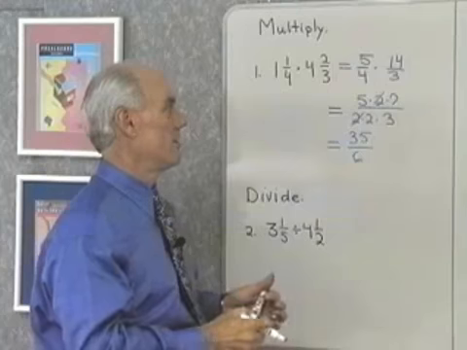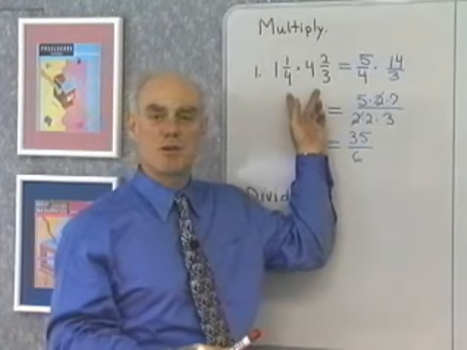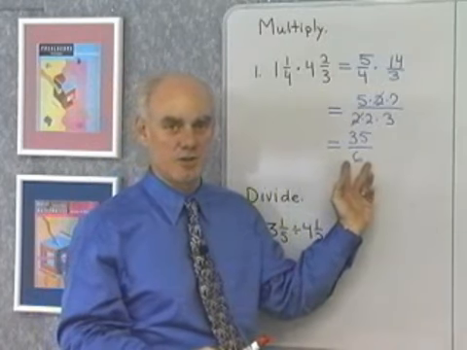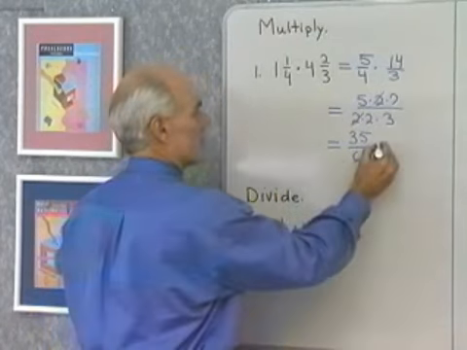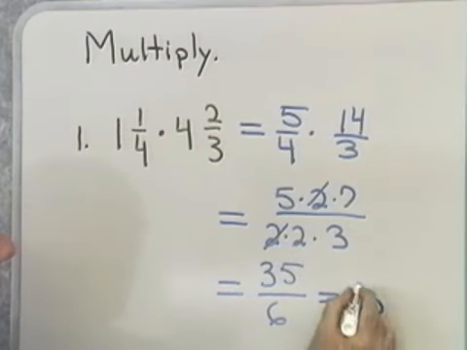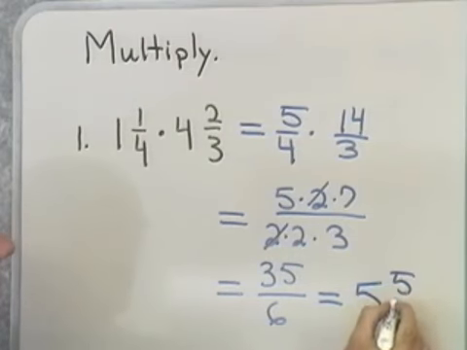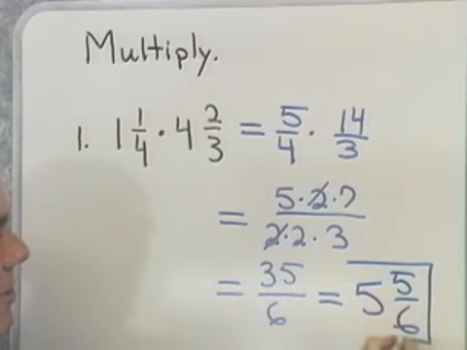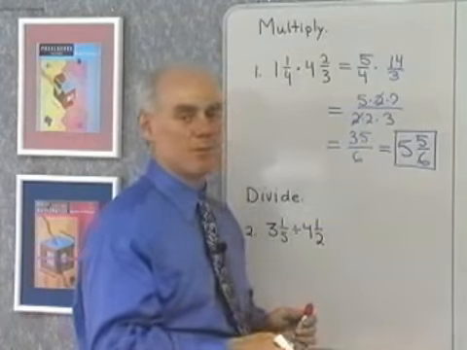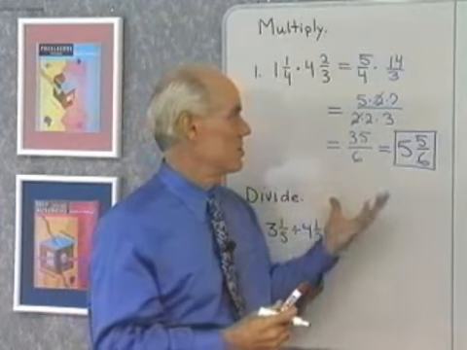Now, usually if my problem is written in terms of mixed numbers to start with, then I want to write my answer as a mixed number also. So I'm going to do that next and change this to 6 divided into 35. I will end up with 5 and 5/6. So when I do this change from this improper fraction to this mixed number, I end up with 5 and 5/6. So you see, no new properties.